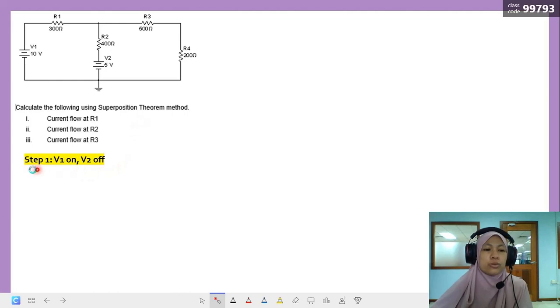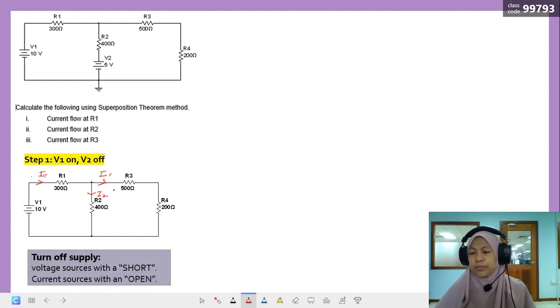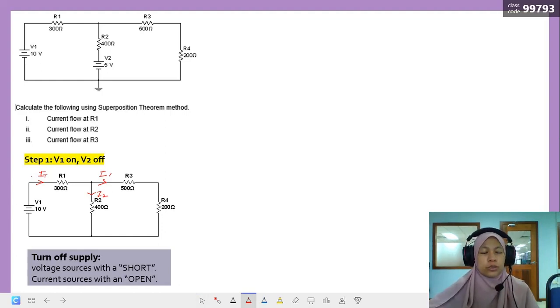So step 1, we need to turn on V1 and then turn off V2. It becomes like this. V1 stays there, and V2 we replace with short circuit. The next step is we have to draw the current flow. So we draw here, this is I total, this is I1, this is I2. After we finish drawing the current flow, we need to calculate the R total.